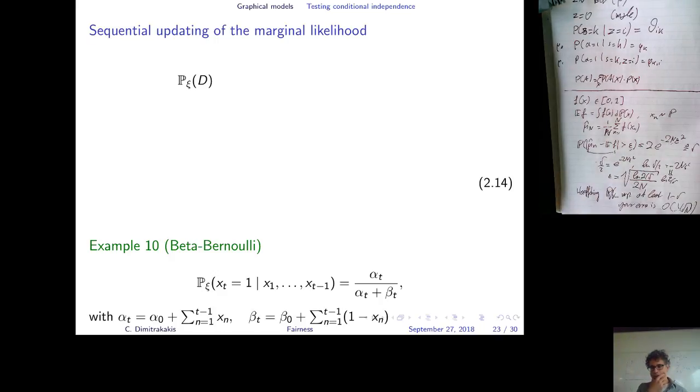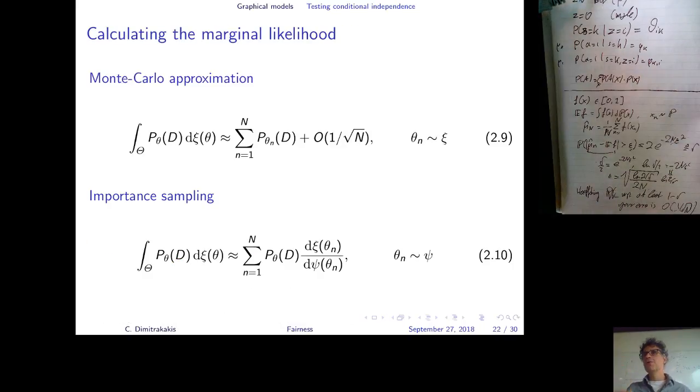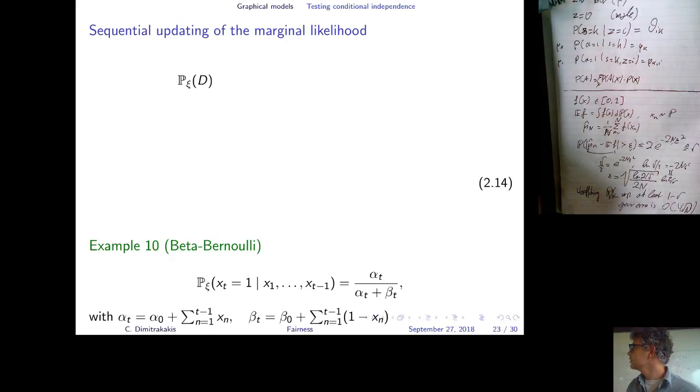What I would like to go through today before we break is the idea of sequential updating of this marginal likelihood. Calculating this is hard, but for some models you can do another trick. Let's do that again. The marginal likelihood is basically the probability of the data under our belief. Normally we integrate over all possible parameter values. But the data we have is not just one complicated data object, it's a sequence of data points, right?